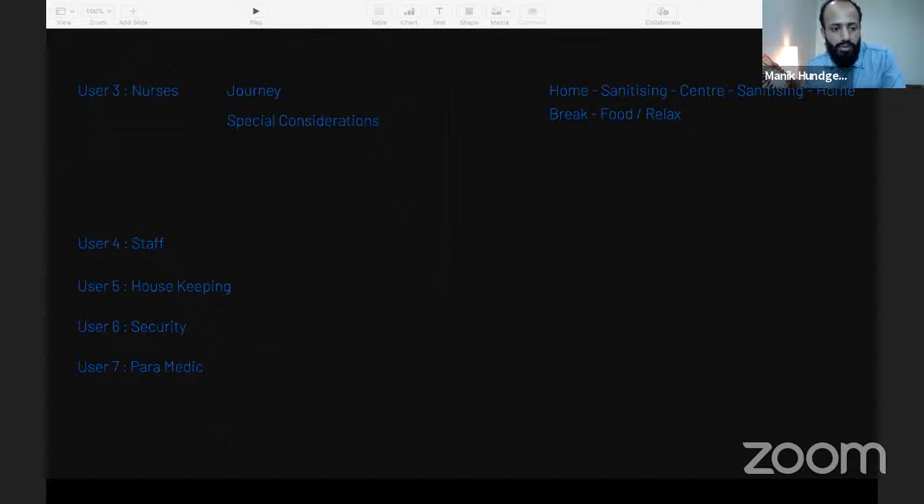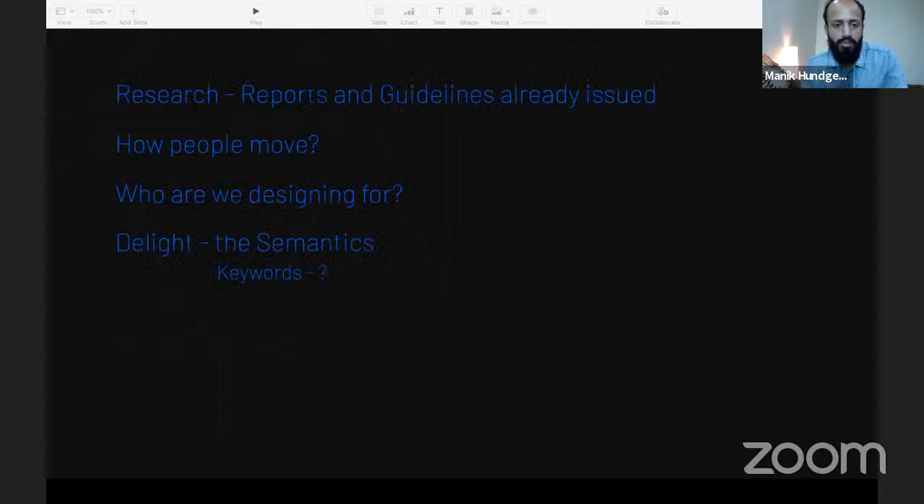Okay, so sixth is security and seventh is paramedic. Paramedic is probably not our use case because they are mostly going to go to the emergency. So in our case, people are mostly going to come by themselves. So paramedic is not the use case there.